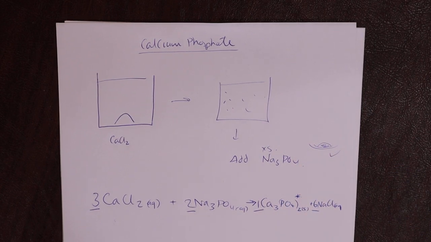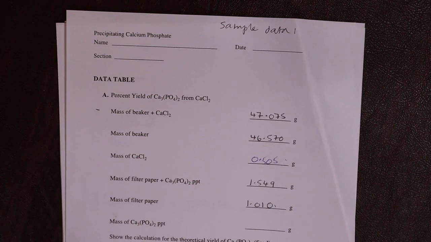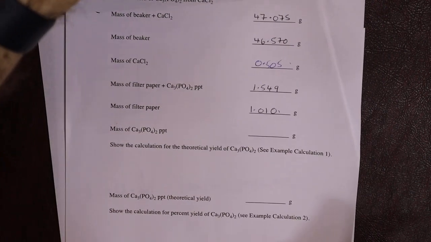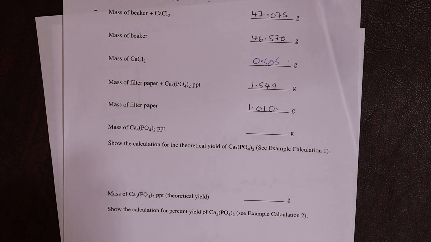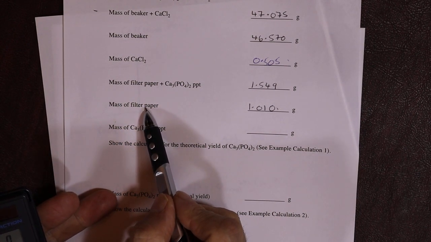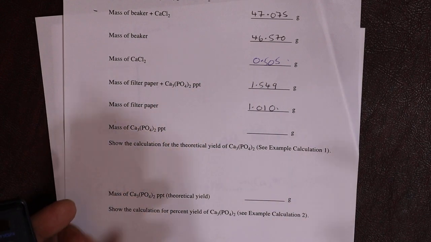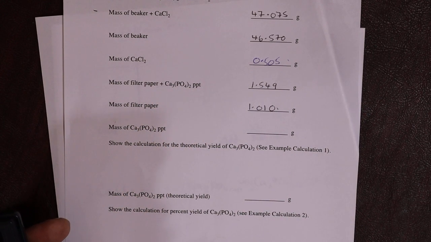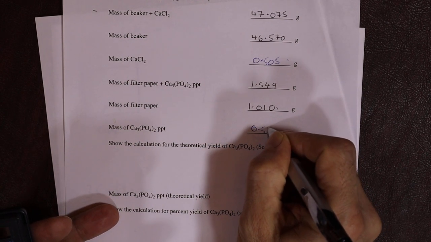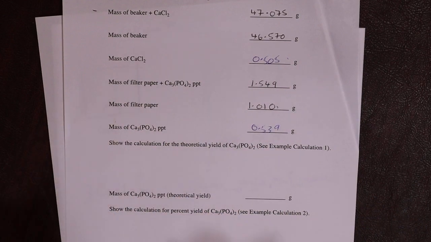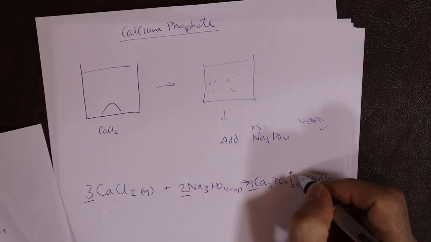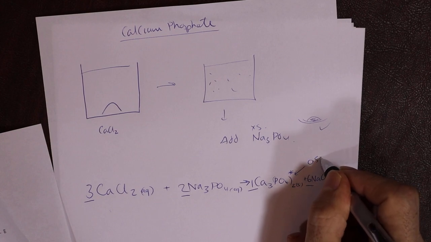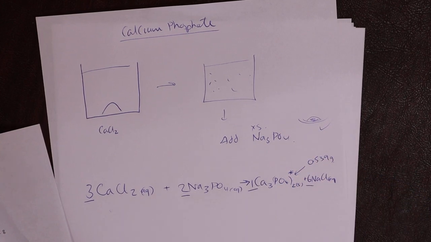And if we go back to our data table, so here's data table number 1 again, right? So again, use yours, your numbers will be different. So you have the mass of the filter paper plus the mass of the filter paper and the precipitate. Just do the math there to figure out by difference. 1.549 minus 1.010 for me, again your numbers will be different, 0.539 grams. So the mass of that stuff, 0.539 grams in my example.